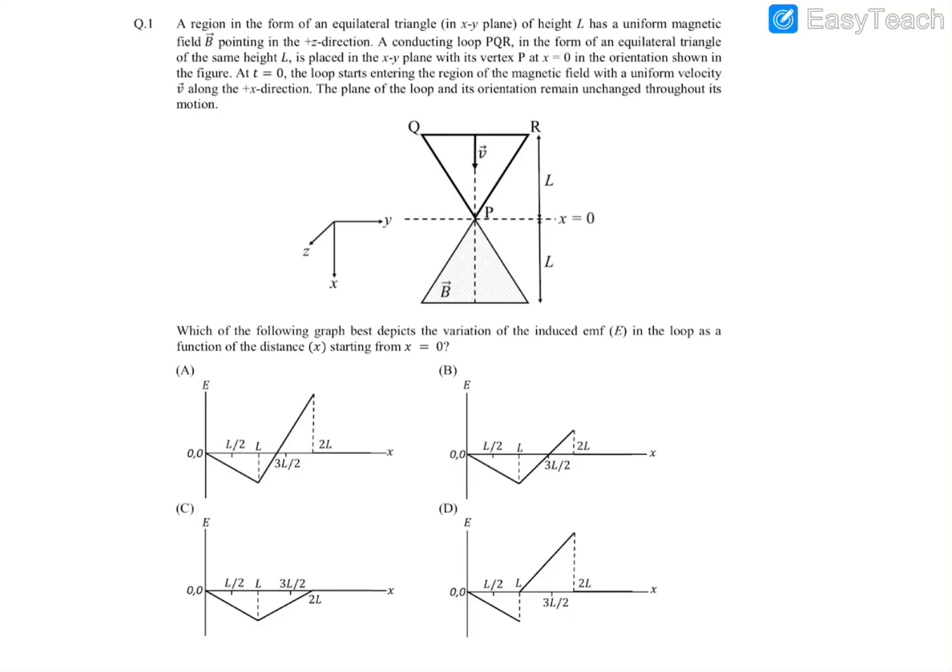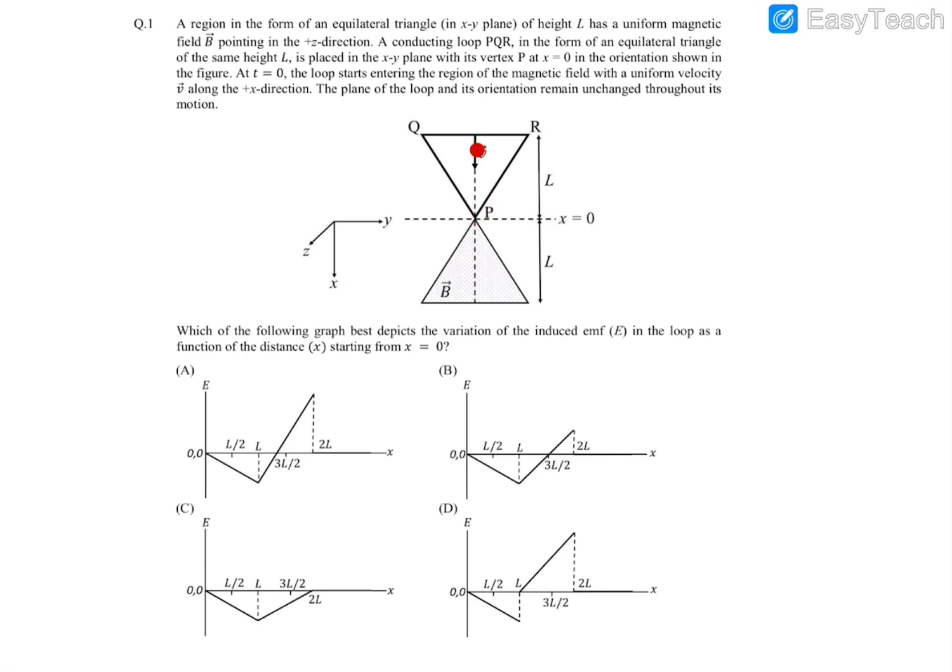Now in this paper too, you can see that in this first question, there is a triangular region of uniform magnetic field in which the magnetic field is pointing outwards in the positive z direction. And there is a conducting loop PQR that is also in the form of an equilateral triangle of the same height L, and this is placed in the XY plane, the same plane, with the vertex of both the triangles coinciding at a point P, and this point P is also x is equal to 0.